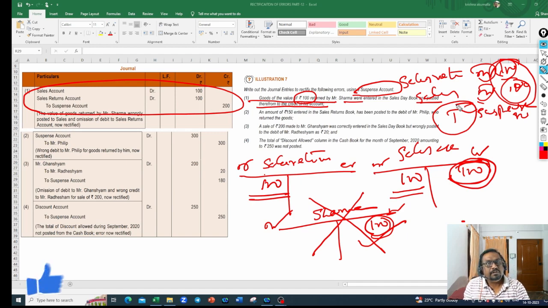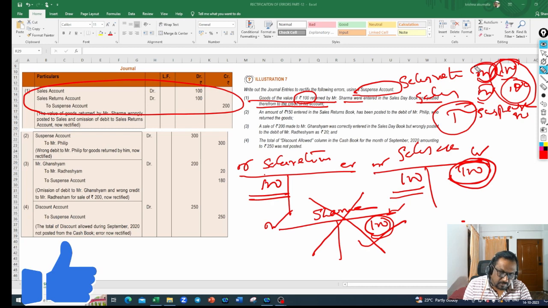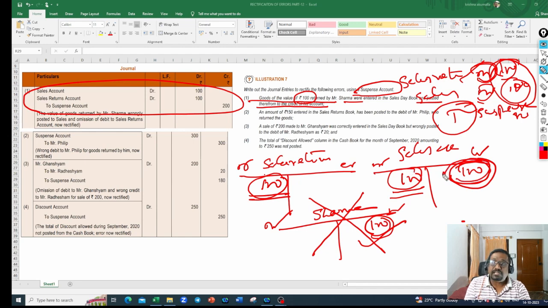Very simple. Why did I debit sales returns account? Returns account is not debited, so I debited sales returns. Why is sales account debited? Sales account was credited incorrectly. So to rectify this, I debited this. So sales account is debited 100. So sales returns account debit, sales account debit, to suspense account. Why suspense account is credited, I already explained in detail. I hope you are very clear.